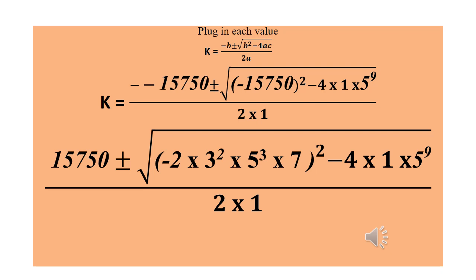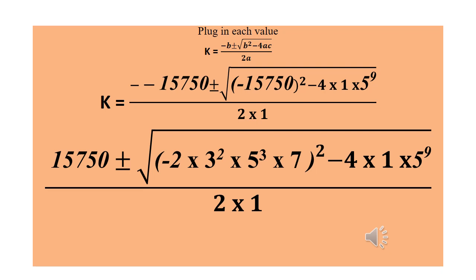So the next thing we are going to do is to plug in those values in minus b plus or minus square root of b squared minus 4ac all over 2a. Plugging in b first, we have minus, open bracket, minus 15,750. Two minus signs are clashing there, so we are going to multiply minus times minus, which will give us plus. Then plus or minus the square root of (minus 15,750) squared minus 4 times 1 times 5 raised to the power 9, then all over 2 times 1.